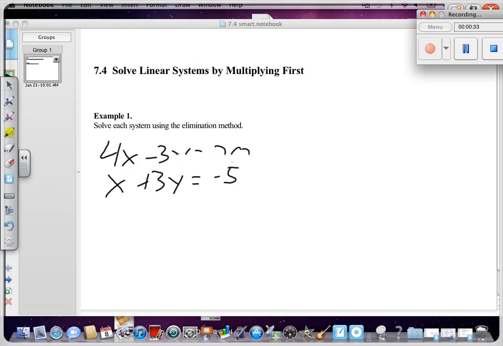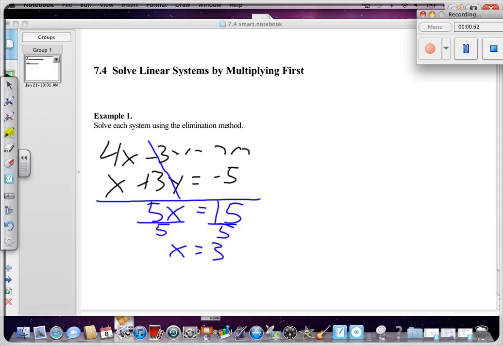3y. Because it's a positive and a negative, and they have the same number in front. So I just add straight down. I get 15 equals negative 3y plus 3y cancels. 4x plus x gives me 5x. I divide by 5. And what does x equal? 3. It does equal 3.